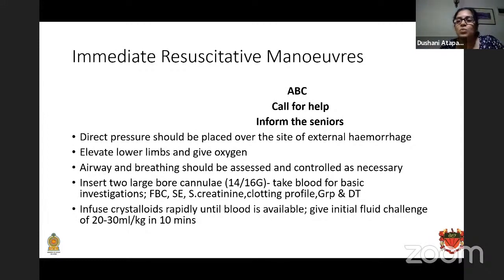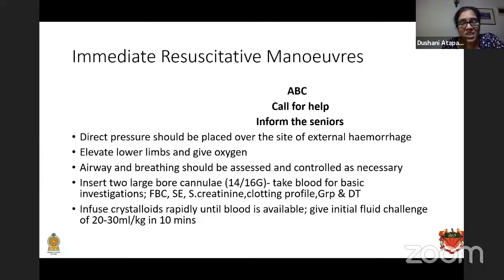And then the blood is not available within minutes. So until blood is available, you have to infuse crystalloids rapidly. That is 20 to 30 mils per kg. Give it within 10 minutes, 15 minutes, give fluids. Crystalloid is the fluid of choice in resuscitation in trauma. So Hartmann's is the best.